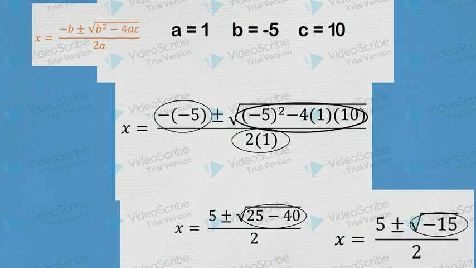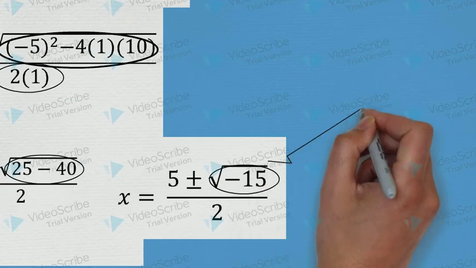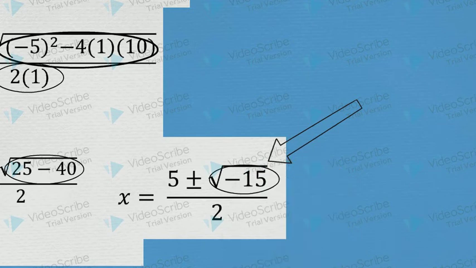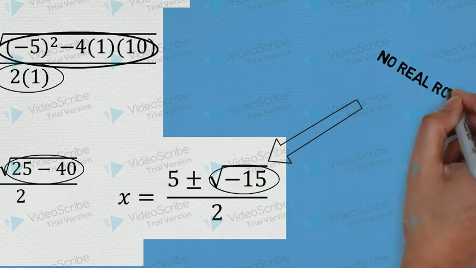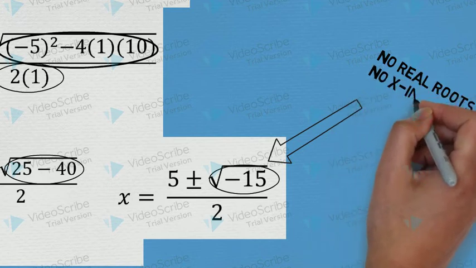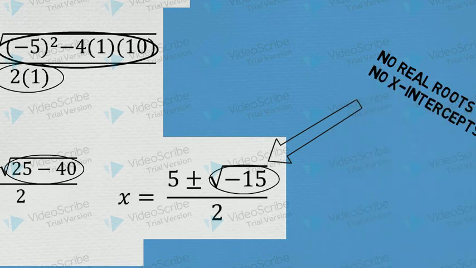Again, we must stop and look. There is no square root of a negative number. And as we said, when there's a negative number under the radical sign after you've simplified, then this quadratic equation has no real roots, which means it does not cross over the x-axis. Take a few seconds and make note of that.